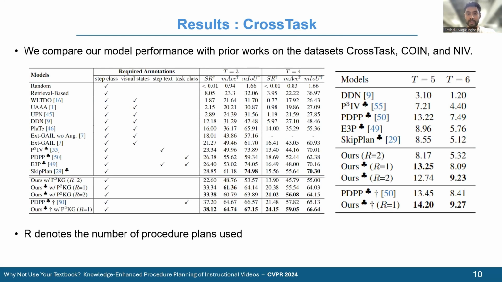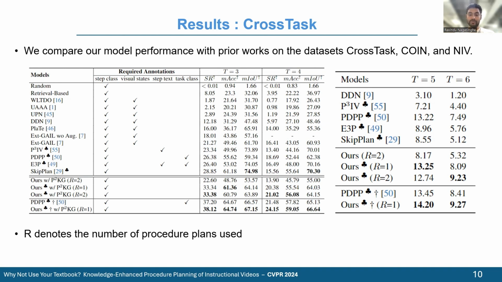We report results for the datasets CrossTask, COIN, and NIV on varying planning horizons for the metrics success rate, mean accuracy, and mean IoU. We require only step class annotations while training compared to prior work. Even though less supervision is used, our model achieves superior results in the most stringent metric, success rate, in all the planning horizons. Our model that uses two procedure plans slightly outperforms the model that only uses one procedure plan, indicating the potential benefits of incorporating more procedure knowledge from the probabilistic procedure knowledge graph.